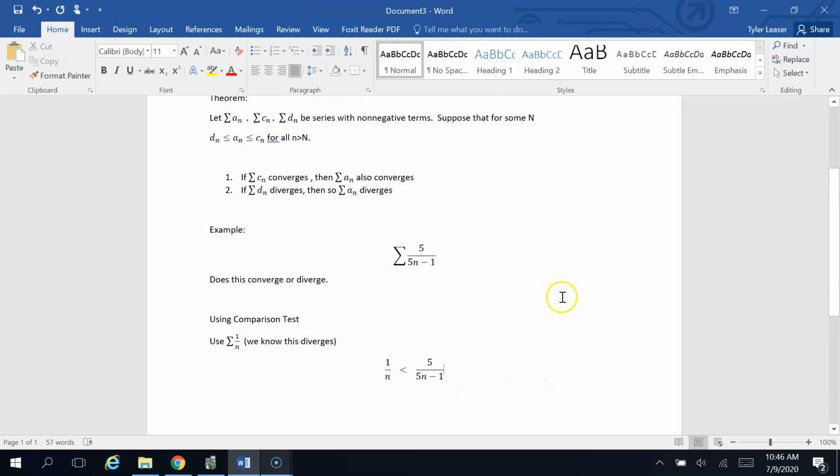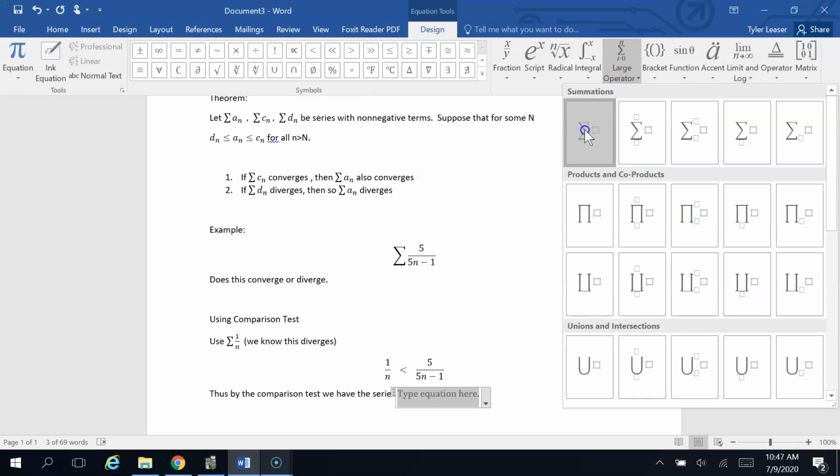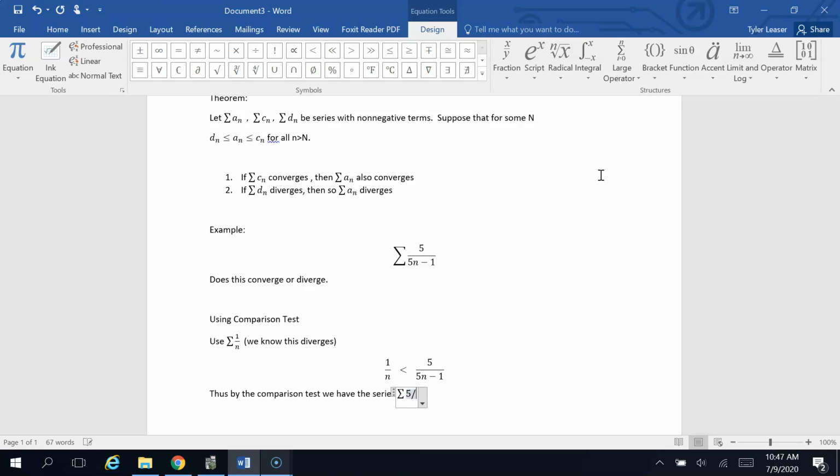What that means is that we have part 2 of our definition perfectly. We have that this series, 1 over n, diverges, and this divergent series is less than a series that we don't really know what happens. Thus, by the comparison test, the series that we started off with up there, 5 over 5n minus 1, as n goes to infinity, must diverge.